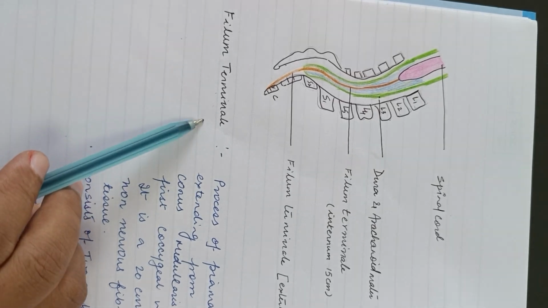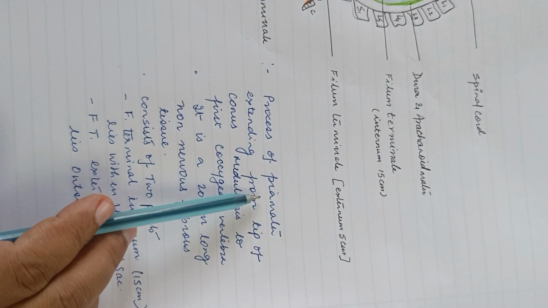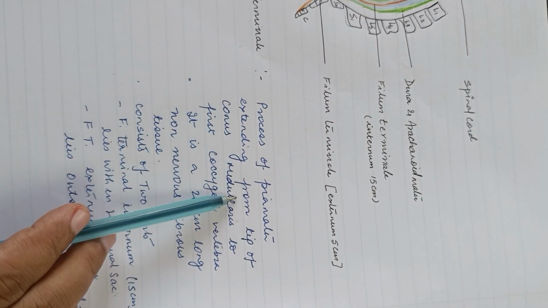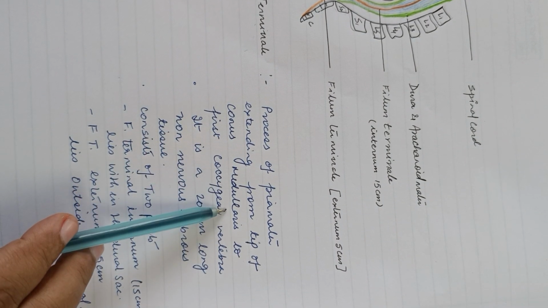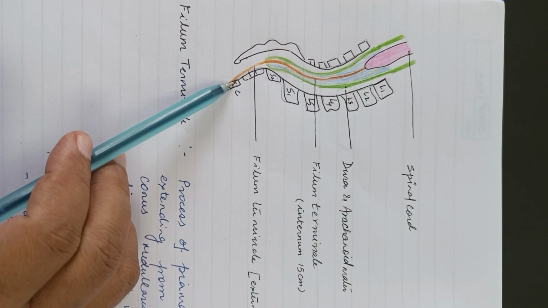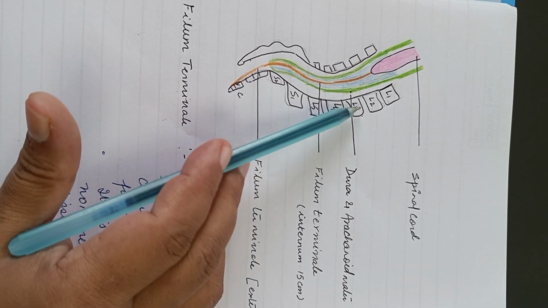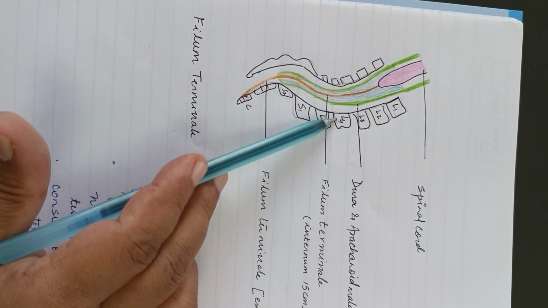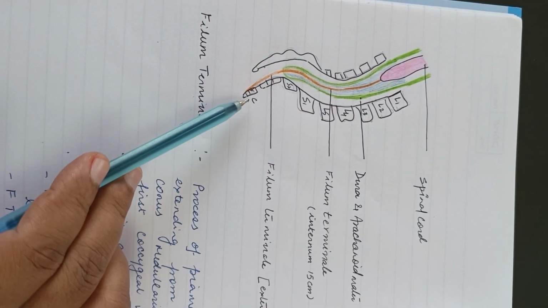So this filum terminale is a process of pia mater which is extending from the tip of the conus medullaris to the first coccygeal vertebra. So here you can see this is the coccyx vertebra. These are the sections of the lumbar vertebra. Then you have the sacral vertebra and the coccyx.